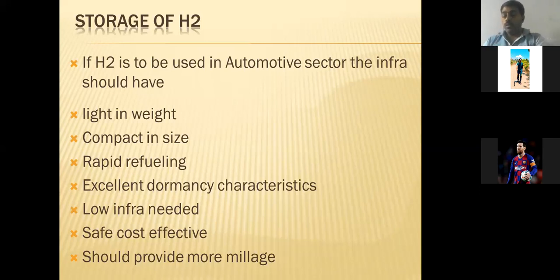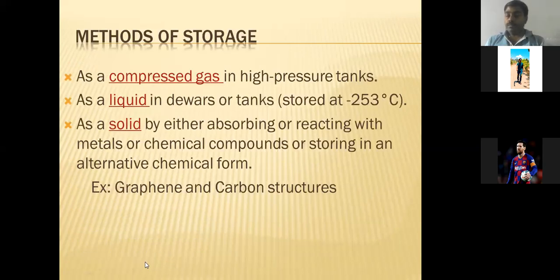Now, let us see the different methods of storing hydrogen. You can store hydrogen in three different variants. One, you can store it in the gaseous form, as it is, in high pressure tanks. Second, it can be converted into liquid form, and that can be stored. That's the second methodology: we convert the hydrogen into liquid form for storing.